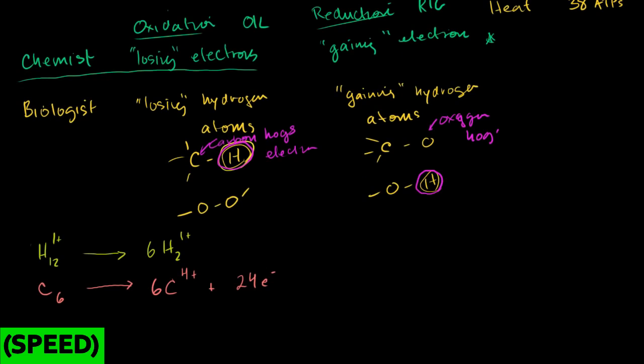So we see in cellular respiration that the carbon is oxidized. Oxidation is losing electrons. We see in cellular respiration, when we draw the half reaction, carbon is losing. The 6 carbons are losing a collective 24 electrons.